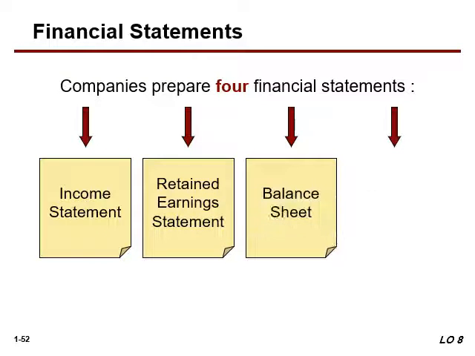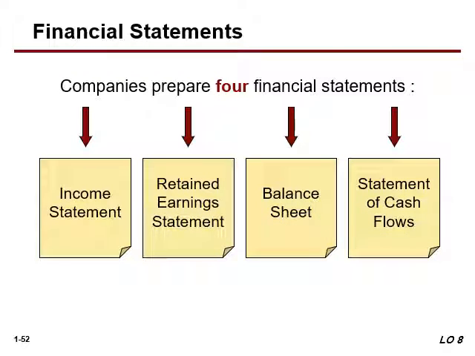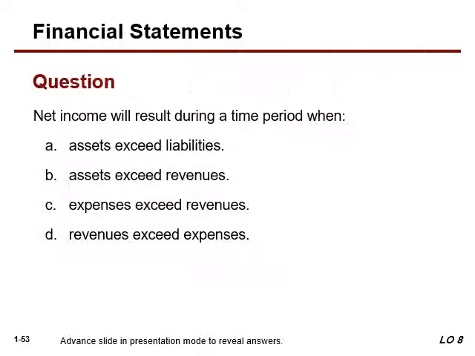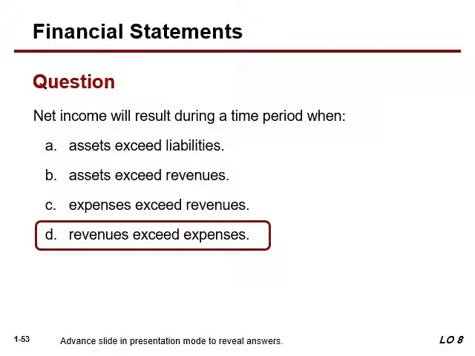Financial statements. We have in the company 4 financial statements: income statement, retained earnings statement, balance sheet, which is called the statement of financial position, and the statement of cash flows. We have a question now. Net income will result during a time period when revenue exceeds expenses. The right answer is D.